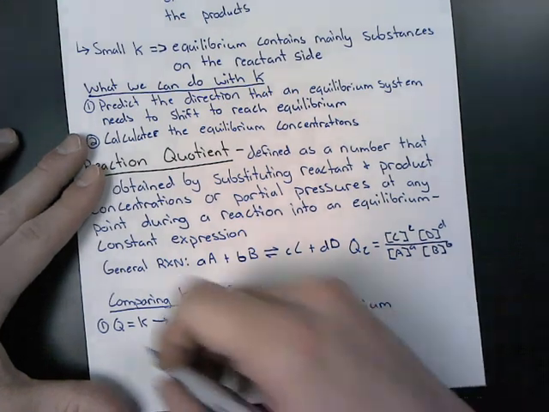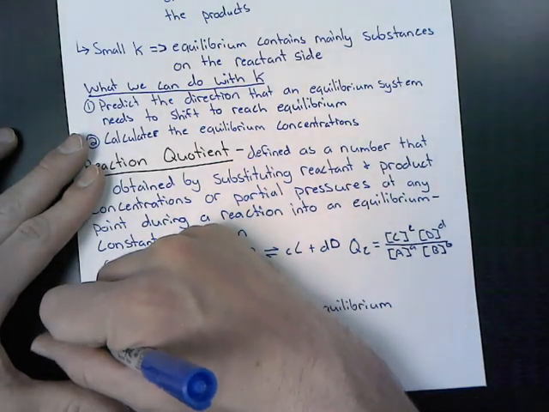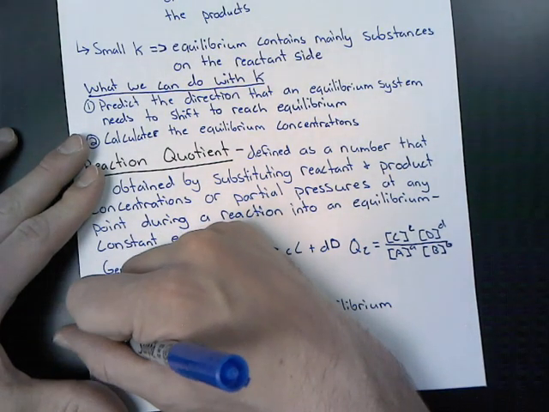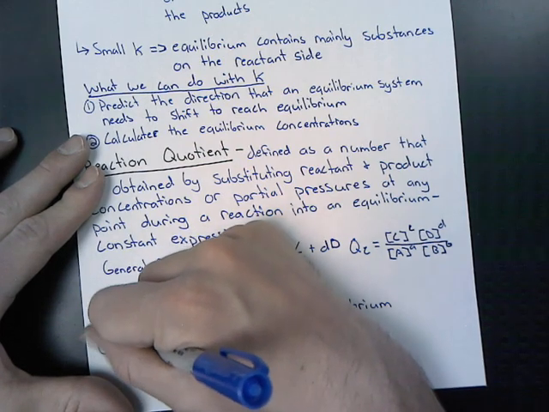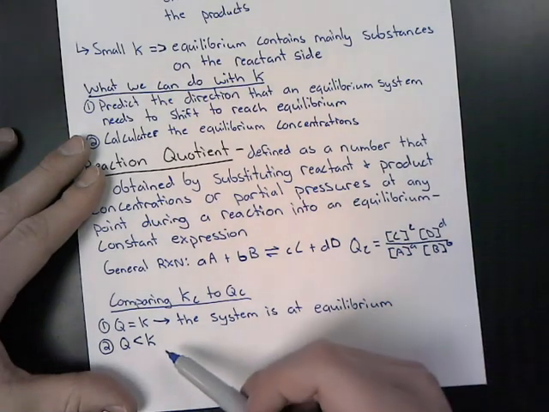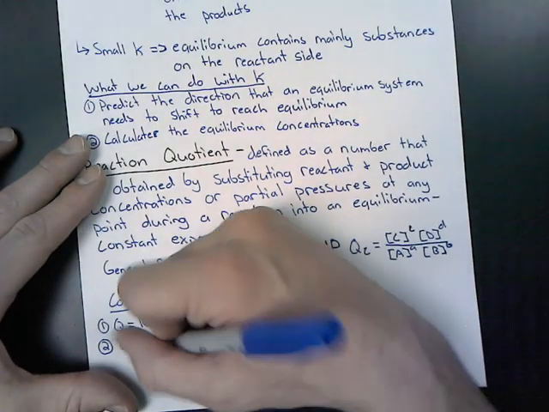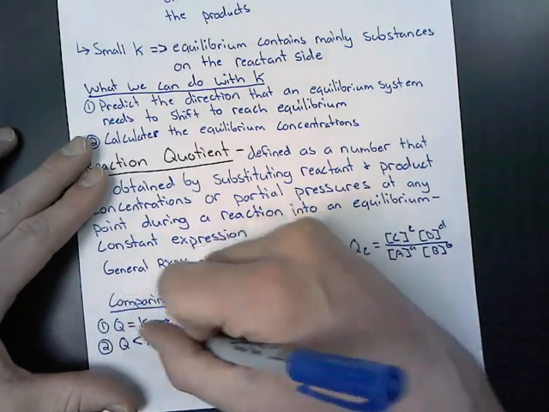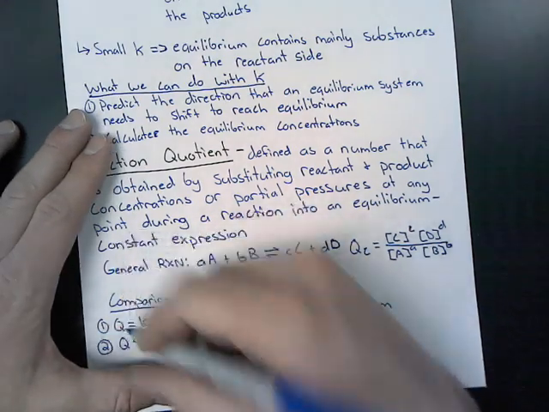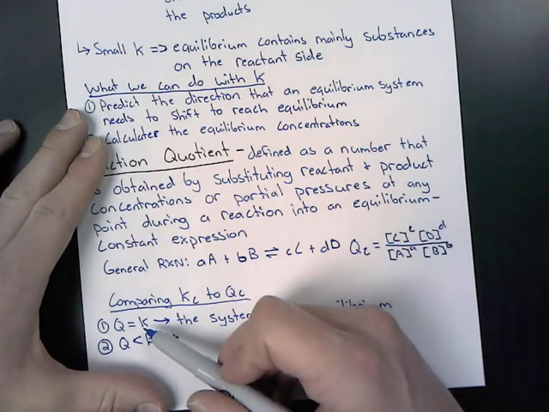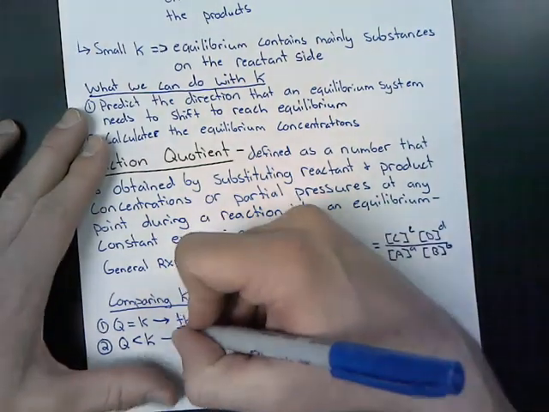Now, our other two options, or our first of the two options, Q can be less than K. So Q is not as big as K. What happens here is the forward reaction must occur until we reach equilibrium, in which Q equals K.